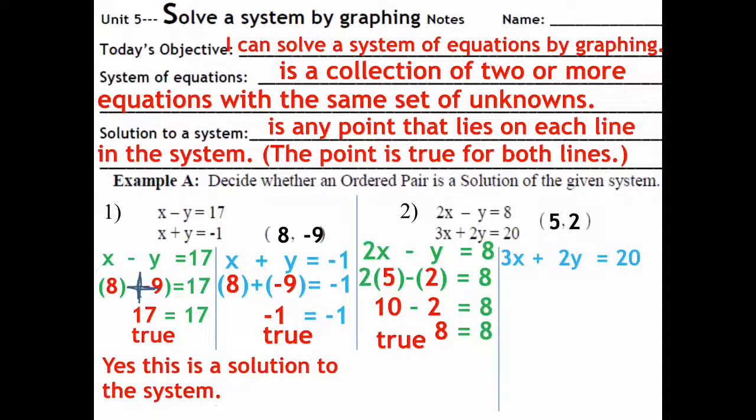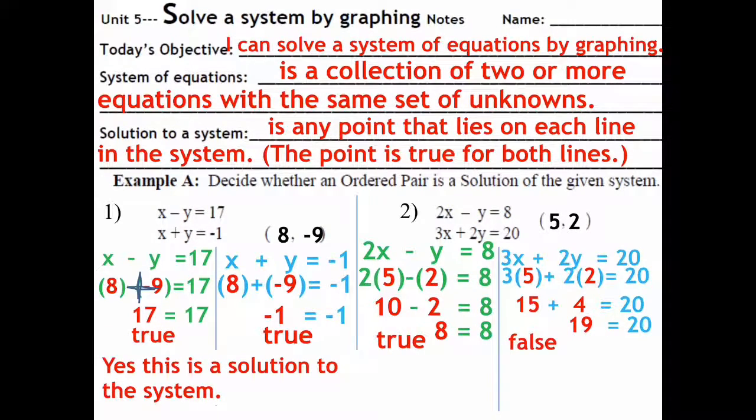Now let's plug it into the other one. So we have 3x plus 2y equals 20. Go ahead and plug it into this one. Tell me if it's true or false. Alright, so when we plug it in, we have 3 times 5 plus 2 times 2. That's 15 plus 4 equals 20. That's going to get me 19 equals 20.